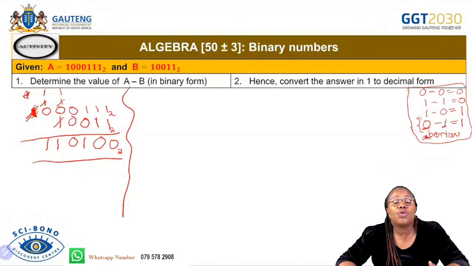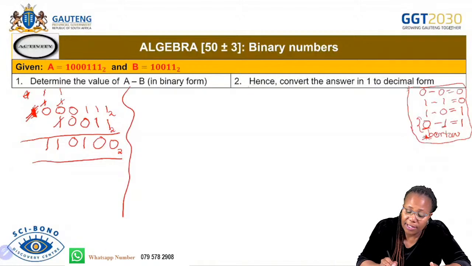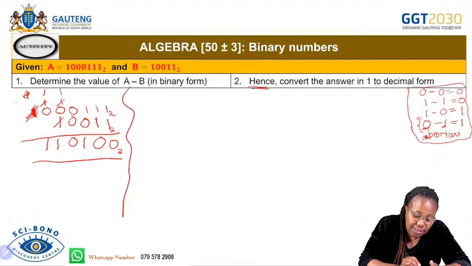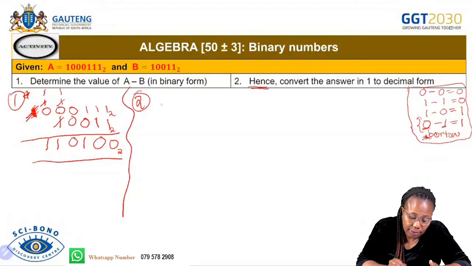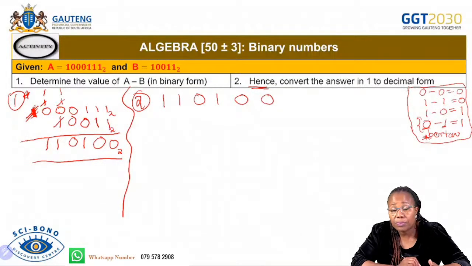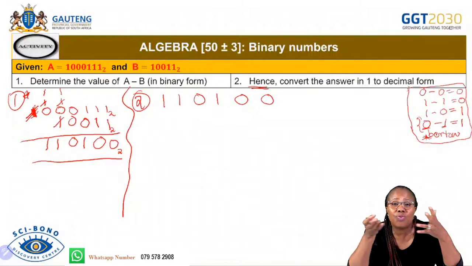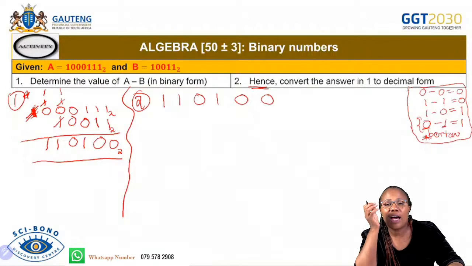And then now number 2, hence. If they say hence, they say using the previous answer. Convert the answer in number 1 to decimal form. Or we are converting this answer now. Our answer is 1, 1, 0, 1, 0, 0. We want to convert this binary number to a decimal number, a number that we know, counting numbers 72, 92, and so forth. And then how do we do that?